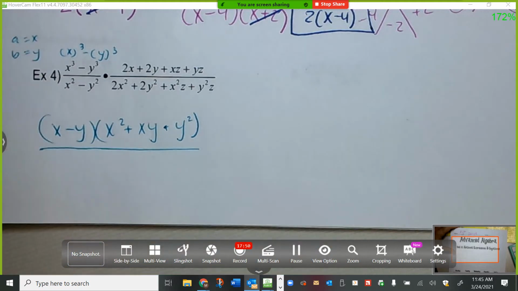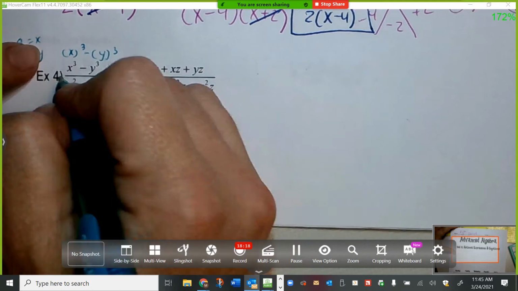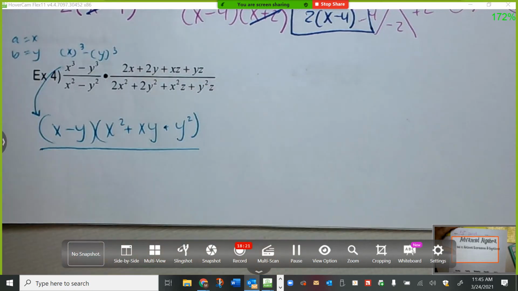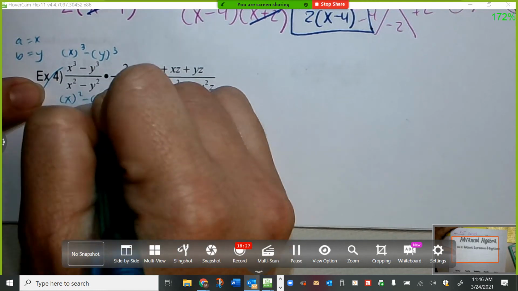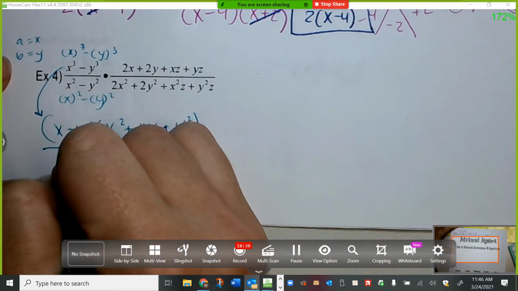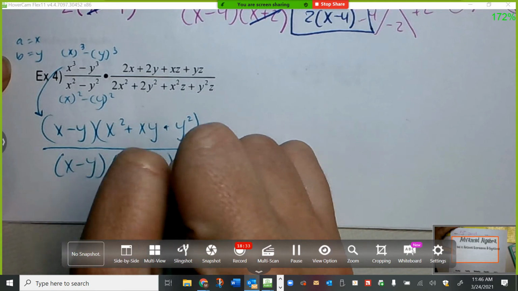What is your denominator? How am I going to factor that? Who can tell me? It's the difference of cubes formula, on the front of day one's notes at the bottom. I found something cubed minus something cubed, yes, this is this piece factored. So then the denominator is the difference of squares. X squared, Y squared. So A and B are still X and Y. So it just becomes X minus Y, X plus Y. And now those are factored.